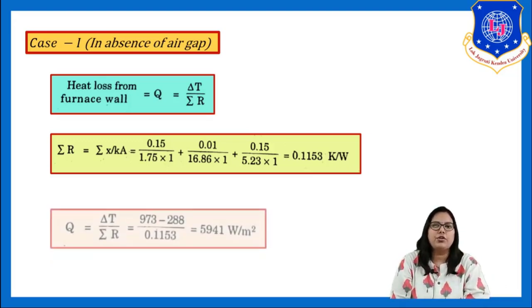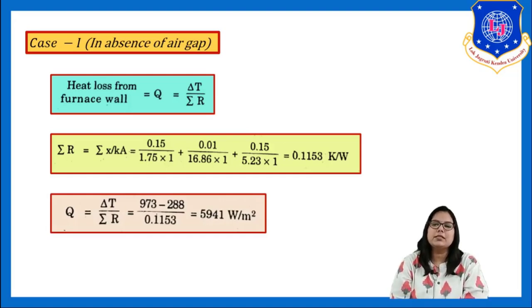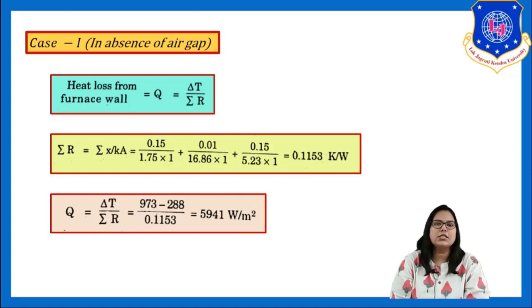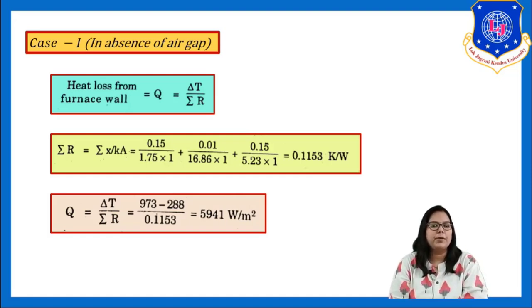Now put it into the equation of Q. Q is equal to delta T by summation R. Delta T is 973 minus 288, divided by summation R, which is 0.1153. When you solve this, your answer of Q will be 5941 watt per meter square. So this is the answer of heat loss for case 1. What is case 1? Case 1 is the composite wall in absence of air gap. So case 1 is solved here.